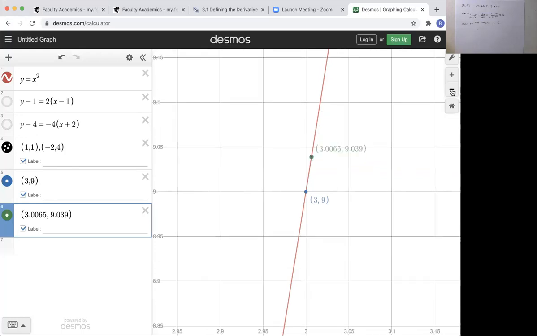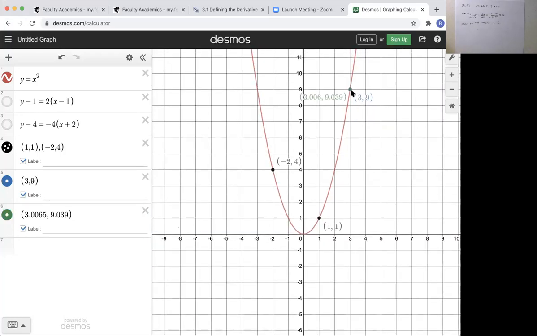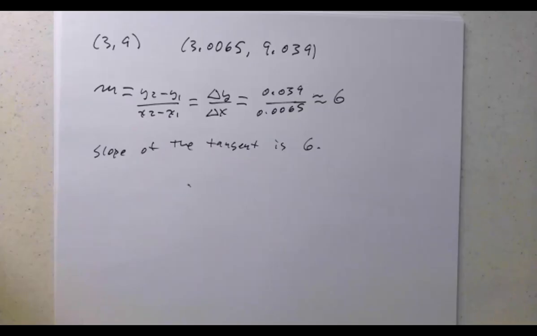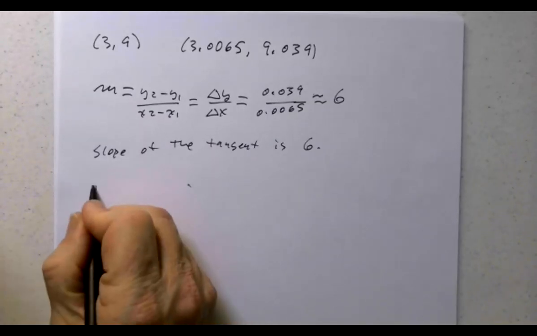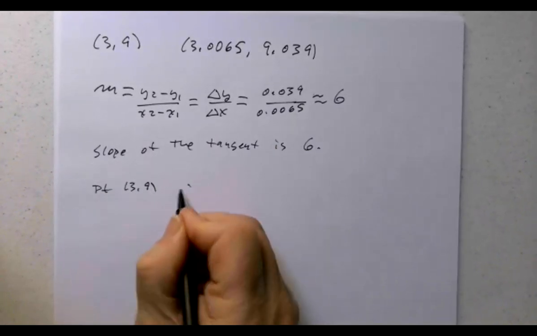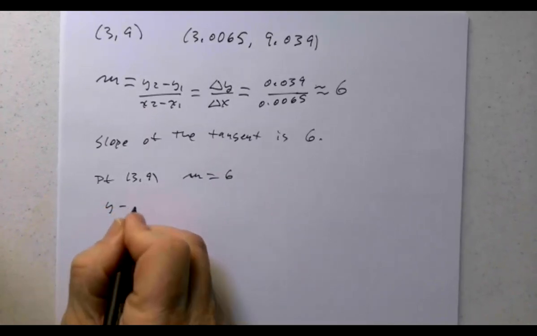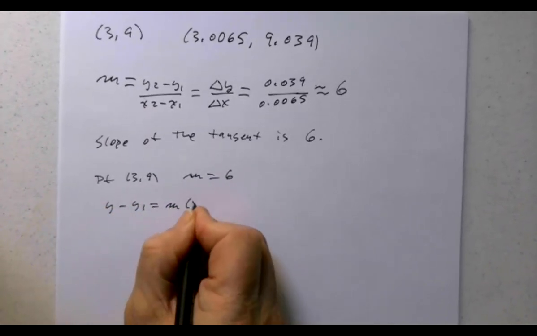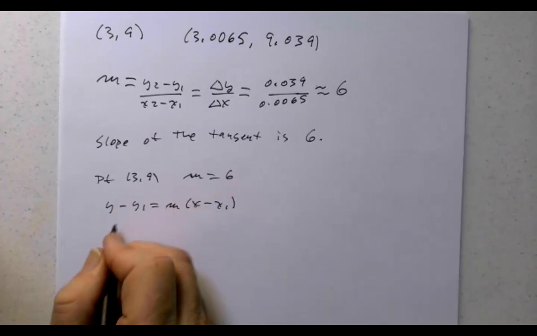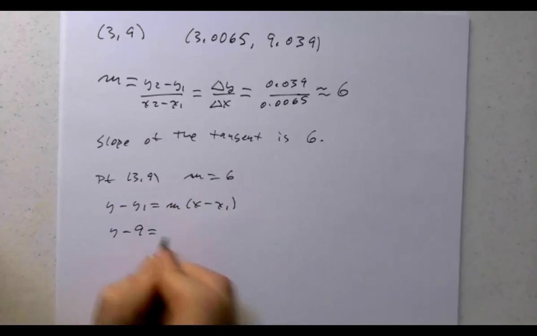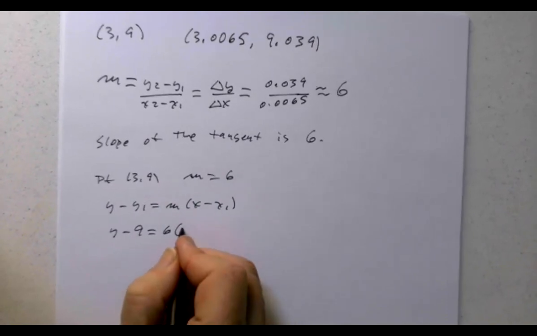So then, what is the equation of the line? Notice if I zoom it out, those 2 points essentially land on top of each other at this zoom. But I think the point is (3, 9) and I think the slope is 6. So let's put that together. Slope is 6. It may be helpful to use the point slope form. y minus y1 equals m times x minus x1. y minus 9 equals 6 times x minus 3.